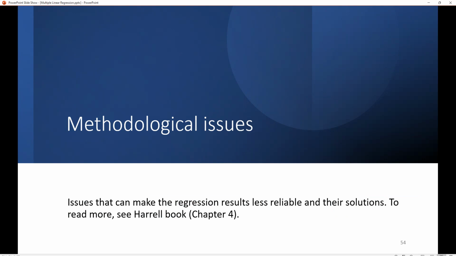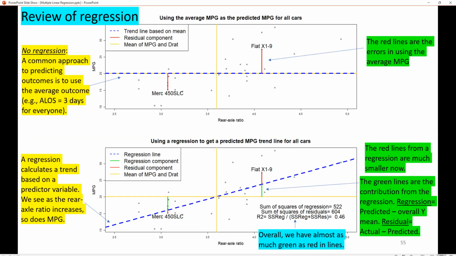Okay, so we'll start with the methodological issues. Issues that can make the regression results less reliable and their solutions. To read more, see the Herald book, chapter 4. So let's go over a review of regression. On the top half, this is what it looks like when we have no regression applied to our data.